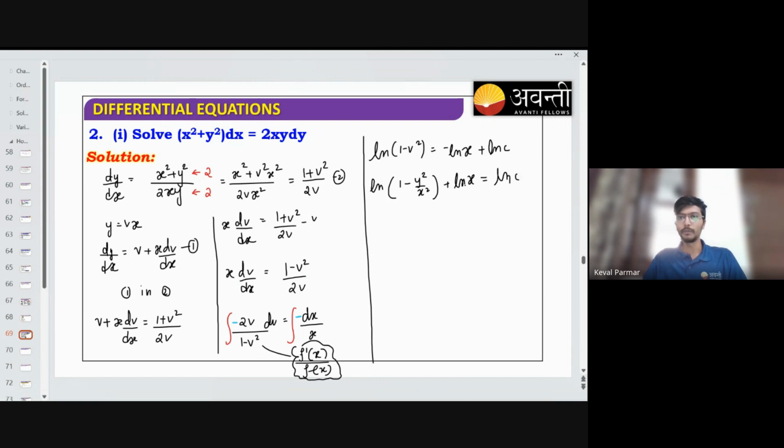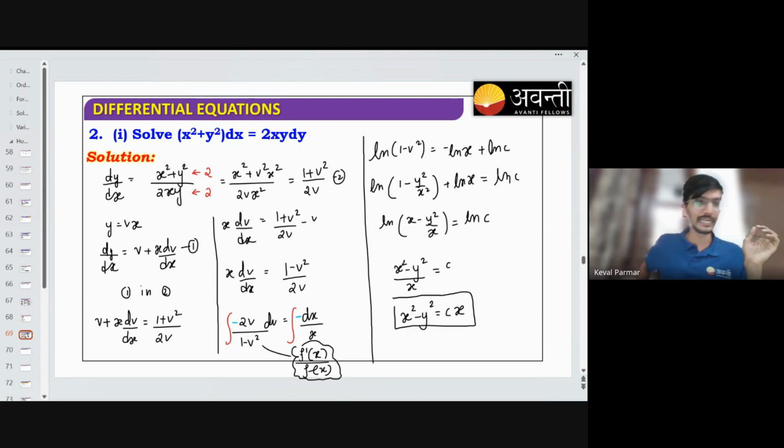If I use a property, what I'll get? I'll get ln of x minus y square upon x is equal to ln c. Taking antilog on both sides and LCM also, I'll get x square minus y square upon x is equal to c. That means x square minus y square is equal to cx is my answer.